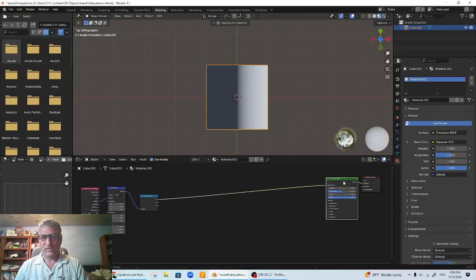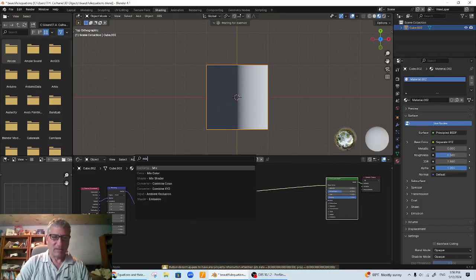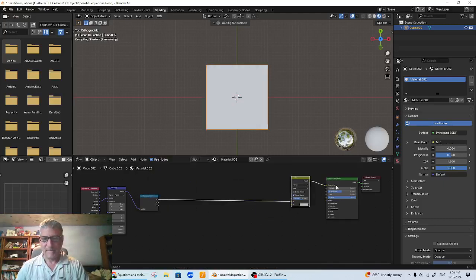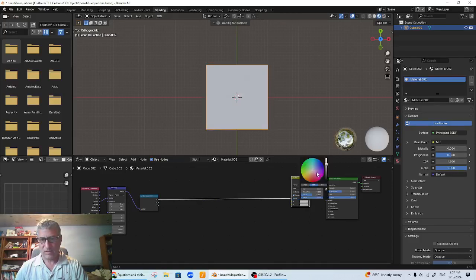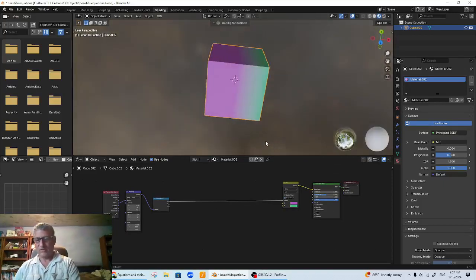And of course, what did we say earlier? It would be good to always add a mix color node, for the fun of it, to make it pretty. Mix color. Bingo. And make this a factor. And then we can change the colors to weird things like pink and green. All right, so that is our cube so far.